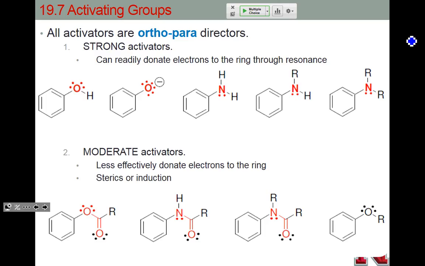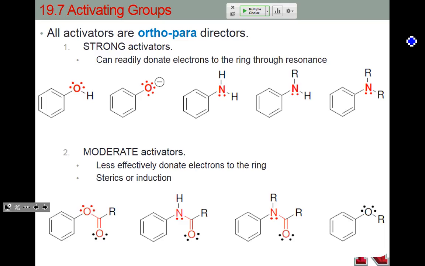Moderate activators look like these, and for most cases, the way I like to explain it is, we have a lone pair next to the ring, so it can donate through resonance. But then we have another electronegative group next to it. That electronegative group is pulling electron density towards it, making these lone pairs less likely to be donated into the ring.